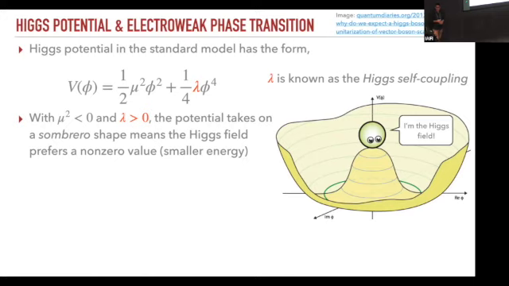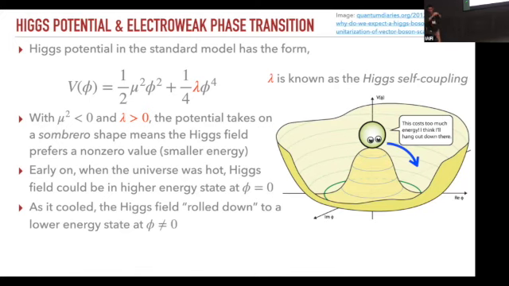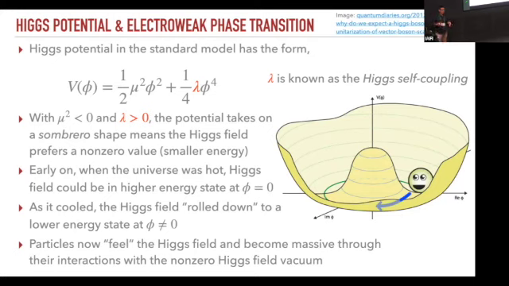It means that the Higgs field prefers a non-zero value, which is a lower energy configuration. Another way to think about it is that early on, when the universe was hot, the Higgs field could be at this higher energy state at phi equals 0, basically in the center of this little hill. But as the universe cooled down, the Higgs rolled down to this lower energy state at a non-zero phi. Because of that, there's now this non-zero Higgs field that permeates throughout the universe, and particles become massive through their interactions with this non-zero Higgs field vacuum.